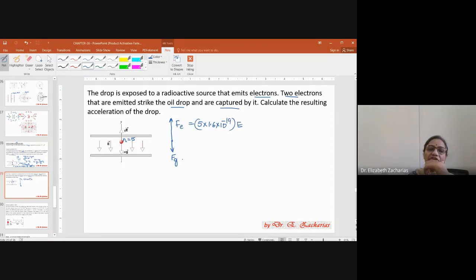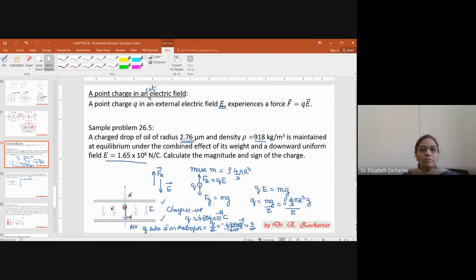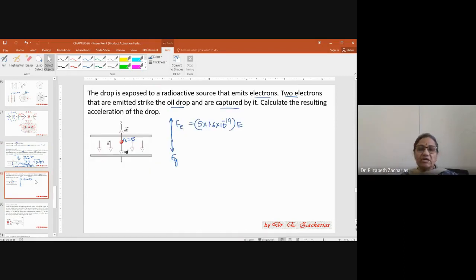Whereas here, the electron's mass is very, very negligible. It is 10 to the power of minus 31 kg, whereas the drop of oil is 10 microgram. The radius is 10 micrometer, so the mass will be very small, but it's not going to be 10 to the power of minus 3. Therefore, the mass can be taken as it is.